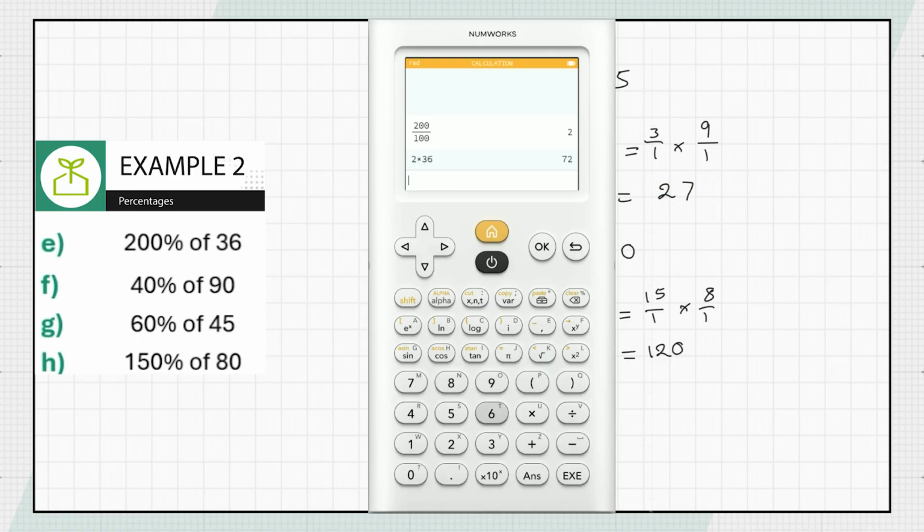We can do the exact same thing with the second one. So we do 40% of 90, so 40 divided by 100 will give us our decimal form, 0.4, and then we multiply that decimal form by our quantity, which is 90, and we'll get 36. We can do the exact same thing with part G. We do 60%, which is 60 divided by 100. We get our decimal value and we multiply by our quantity, which was 45, and we get 27. And finally, we can do our last one, which is going to be 150% of 80. So 150 divided by 100, we get our decimal value and we multiply by our quantity of 80, and we get 120.